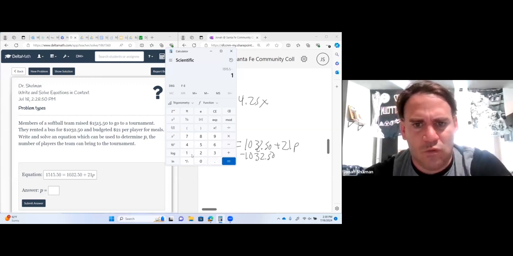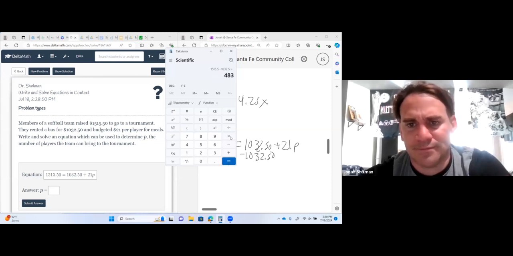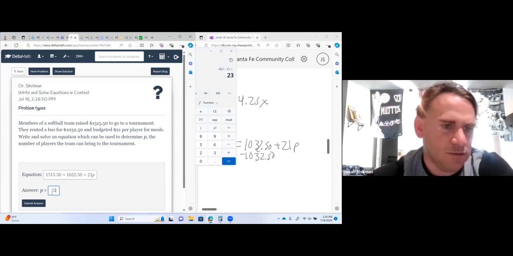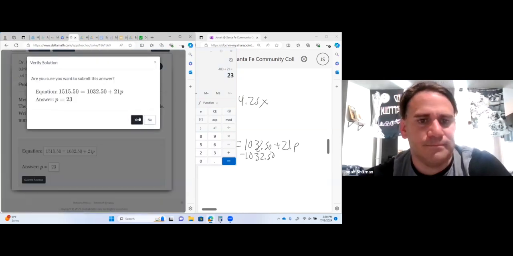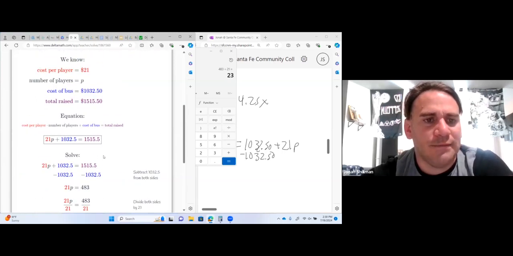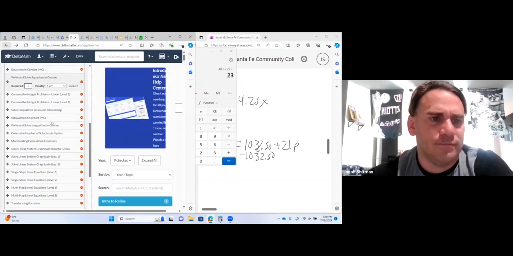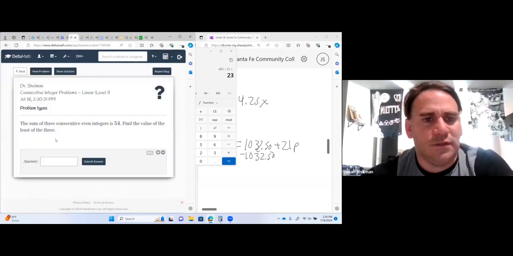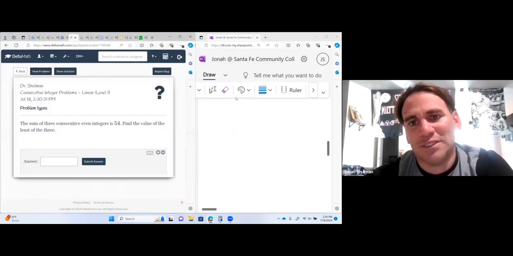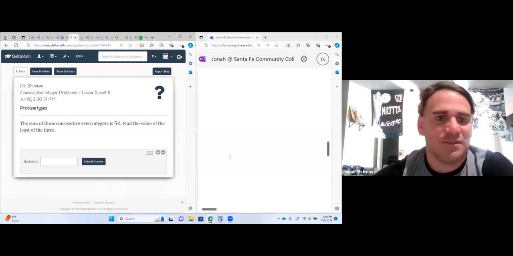Minus 1,032.50. So there's your subtraction. We're dividing 483 by 21. And you bring 23 players on the trip. Ta-da! I did the algebraic way. There's your picture. All right. These happen all the time. We did these before. I put some of these on your test and quiz and stuff because they're tough.